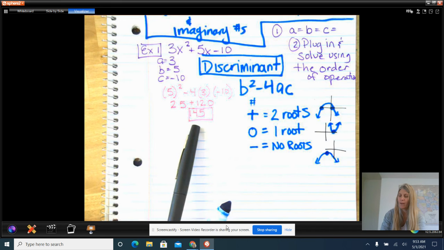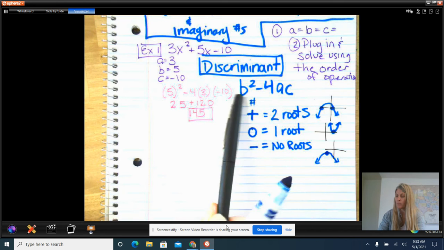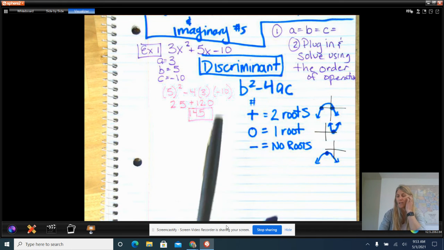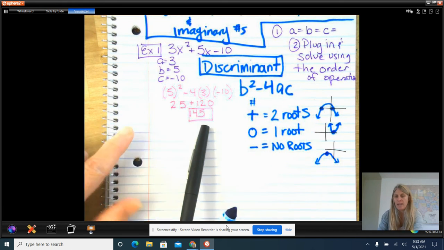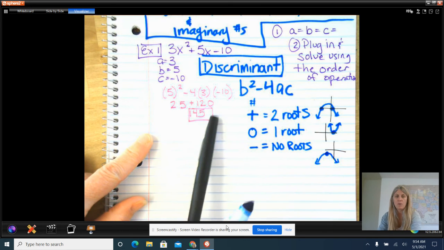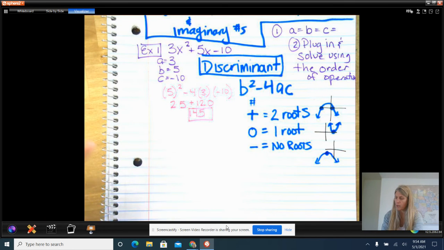So the discriminant is a very quick, very easy way to find out how many times it's going to cross the x-axis. We simply plug in b squared minus 4ac. In your work today, it's going to ask you what the specific number of the discriminant is, so be careful with your math on that, and then it's going to ask you how many roots there are.